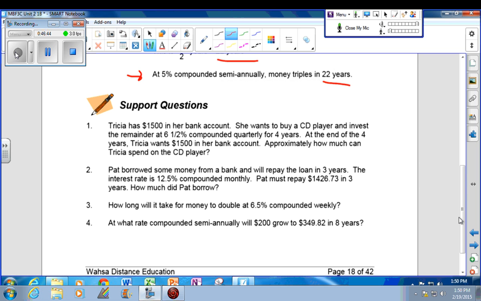It says Tricia has $1,500 in her bank account, so maybe that's going to be her principal. Who knows, right? She wants to buy a CD player. A CD player? What is that anyway? They used to have those a long time ago. She wants to buy an iPad. Right. All right, she wants to buy an iPad and invest the remainder at 6.5% compounded quarterly for 4 years. That's 4 times a year. At the end of the 4 years, Tricia wants $1,500 in her bank account. Approximately how much can Tricia spend on the iPad? You notice I changed it, right? Because we don't have CD players anymore.